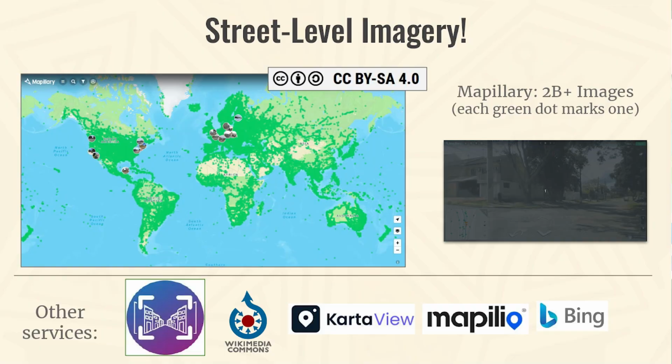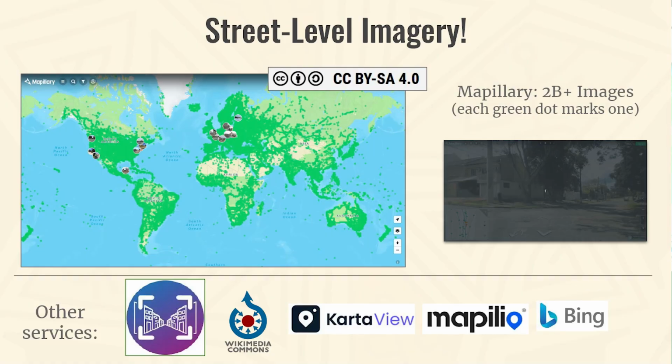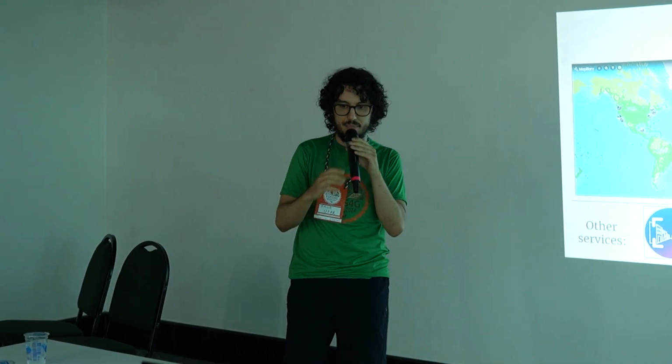So we have street-level imagery. We highlight Mapillary, the database that we are using right now, which has more than 2 billion images with a Creative Commons license. But we can also highlight Panoramax and Wikimedia Commons and other solutions that have similar licensing.